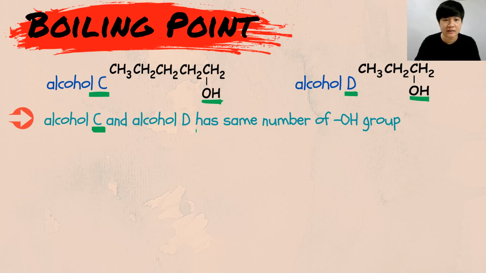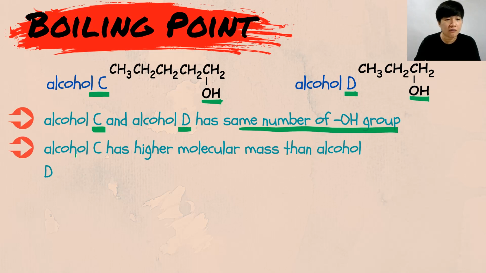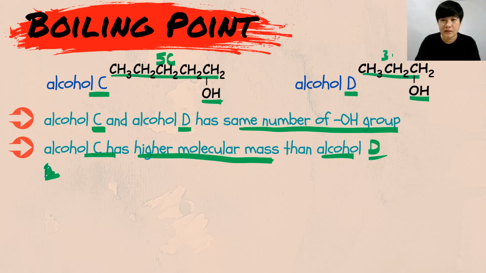So, you have your alcohol C and D has the same OH group. So that you remind yourself that you cannot discuss hydrogen bonding since the OH group is the same. Therefore, we move on to your alcohol C having a higher molecular mass than your alcohol D over here. Because the number of carbons is higher, you have 5 carbons, you have 3 carbons. It's not needed to calculate the molecular mass. By looking at the number of carbons, you can determine which one has a higher molecular mass.